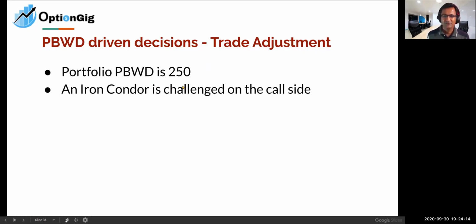Now your PBWD is already 250. Will you be okay with a few more deltas? If yes, go ahead and do it. If no, maybe just wait. It is okay that you may lose on this option trade, but you have to not increase the risk on your overall portfolio.